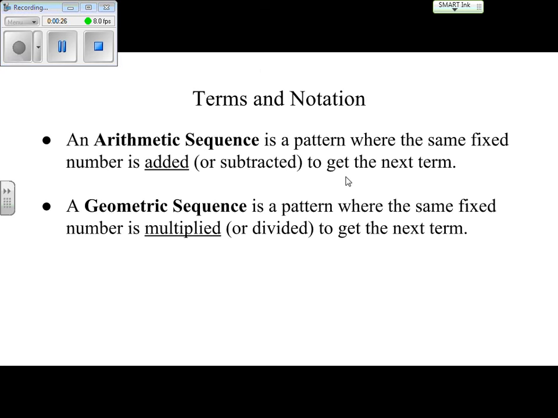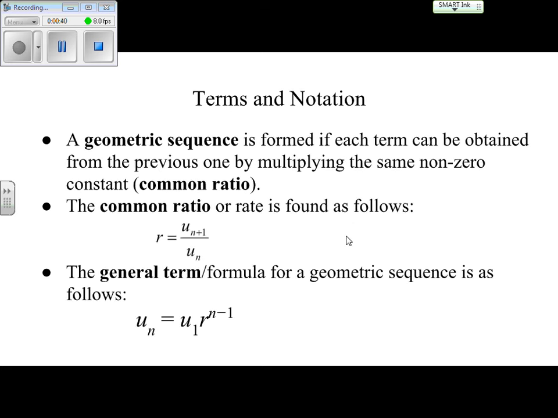Quick reminder that an arithmetic sequence is a pattern with the same fixed number being added, or it could be a negative being added, which is like subtracted to get to the next term. And a geometric sequence is one where we are multiplying to get to that next term. We call the number that we are multiplying by the common ratio. To find our common ratio, we divide backwards. So we would take our second term and divide the first term, or take our third term and divide the second term.